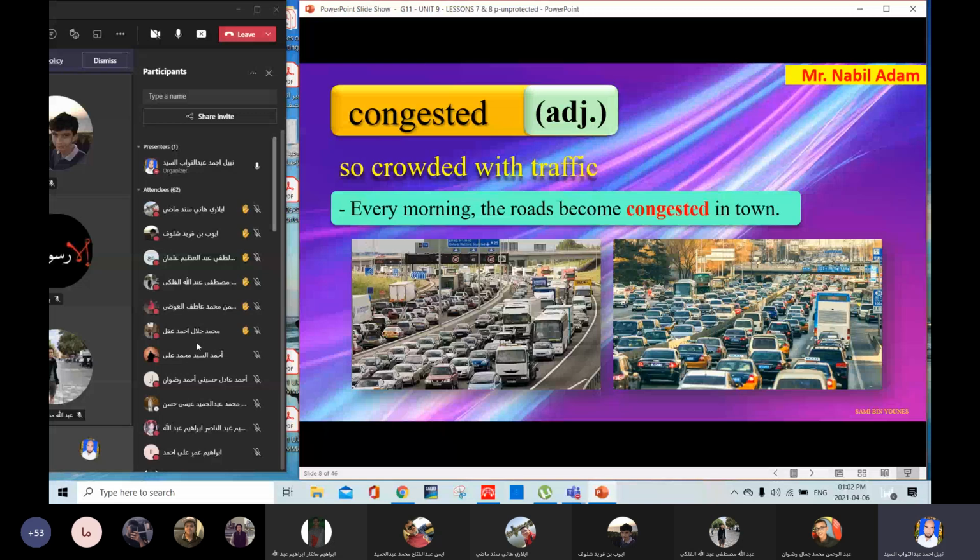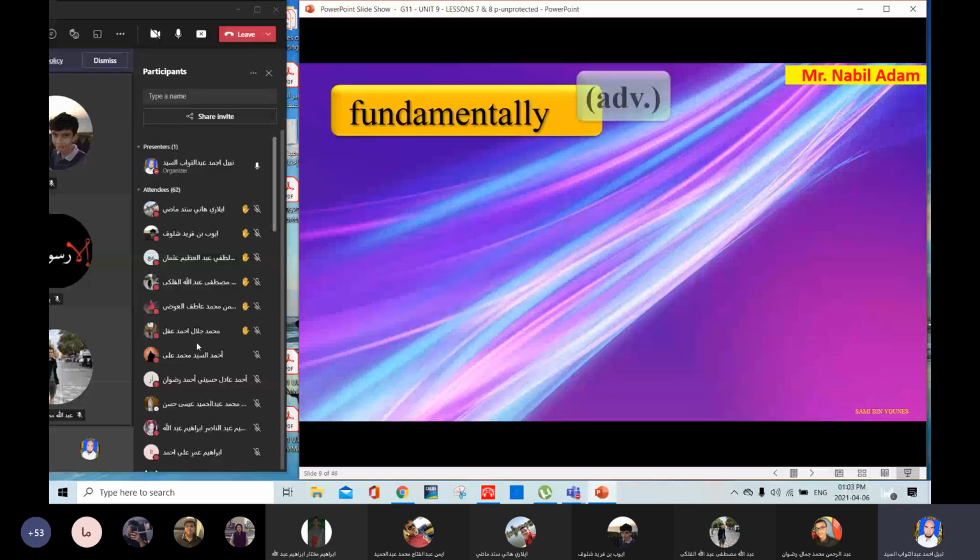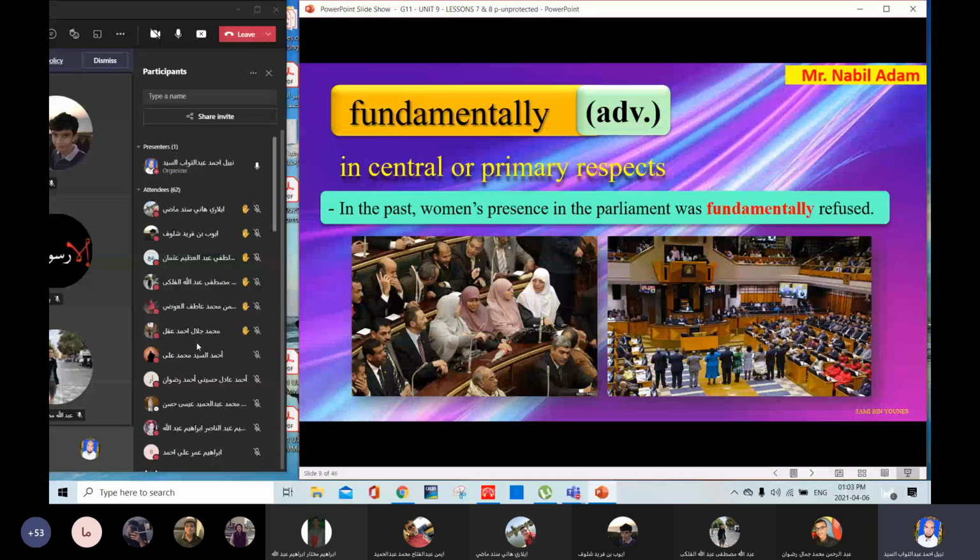Fundamentally means basically, essentially, in central or primary respects. In the past, women's presence in the parliament was fundamentally refused. It was basically and essentially refused. Note here the adverb comes before the adjective or the past participle of the verb refuse. So here, in the past, women didn't have that chance or the right to vote or to come into the parliament. So it was fundamentally refused, basically, essentially refused.